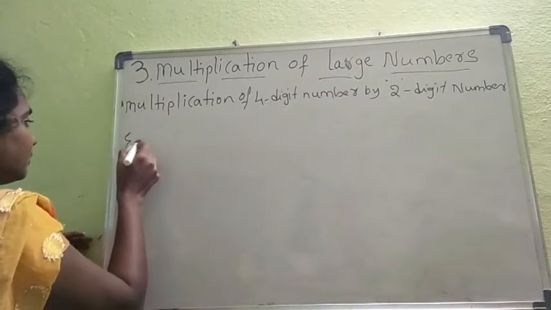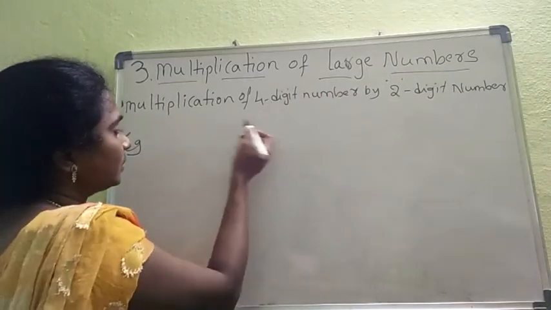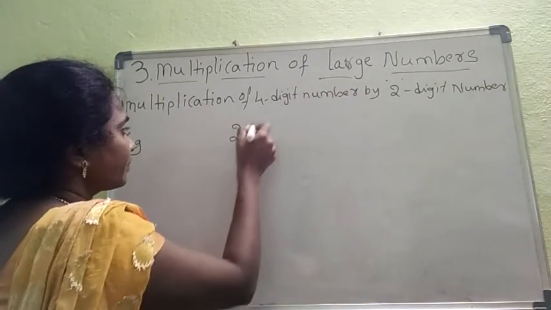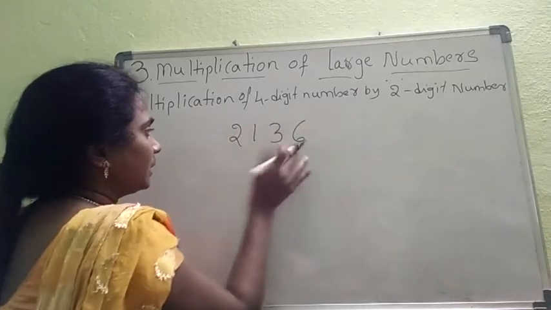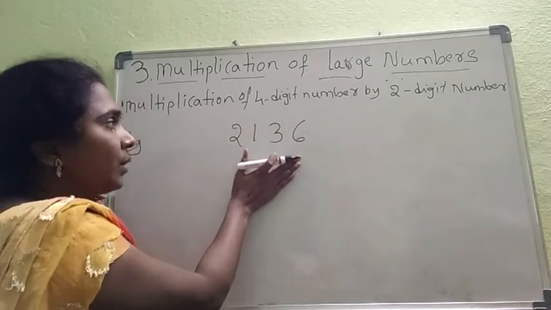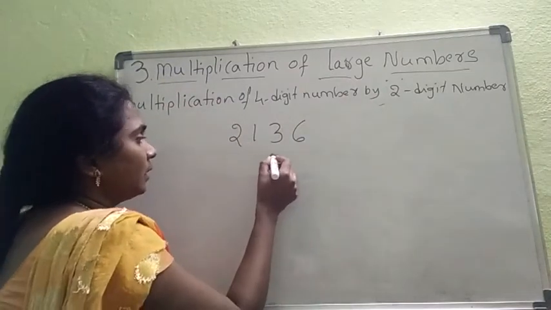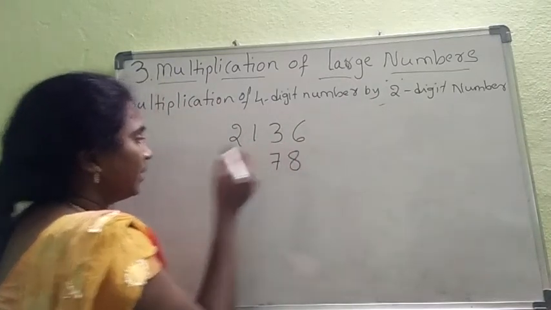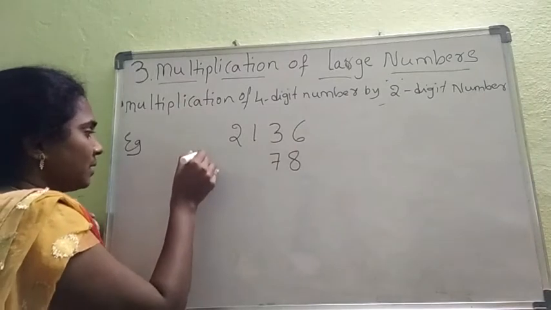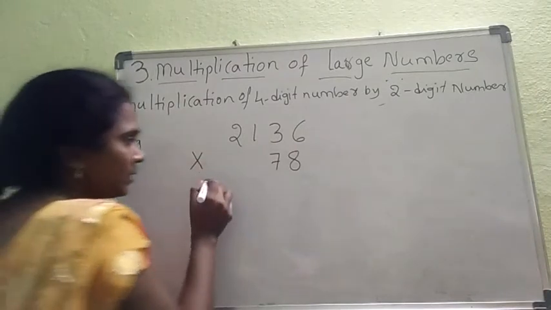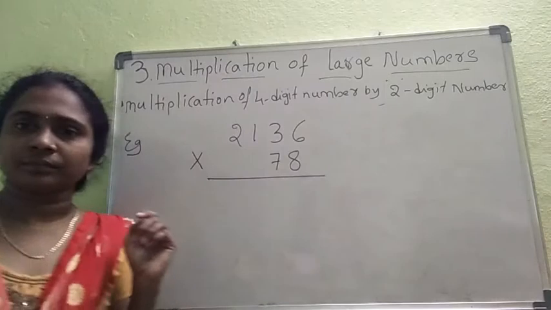First, a 4-digit number, for example, right? This is the 4-digit number. Now you should multiply it with a 2-digit number. Let's take 78. What is the multiplication symbol? Cross, right? This is the multiplication symbol.